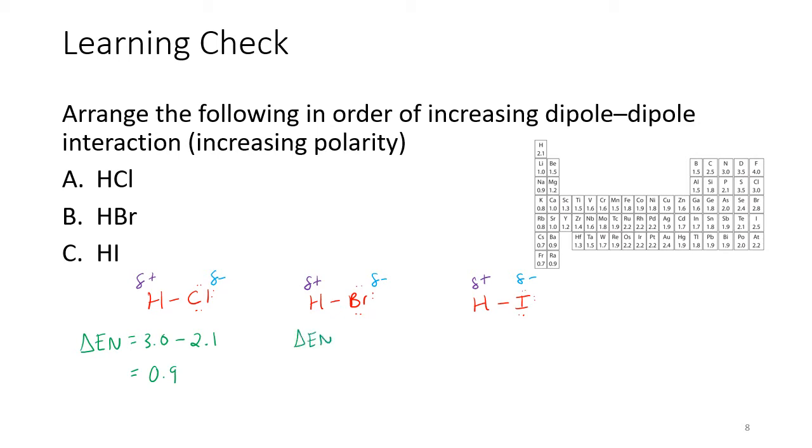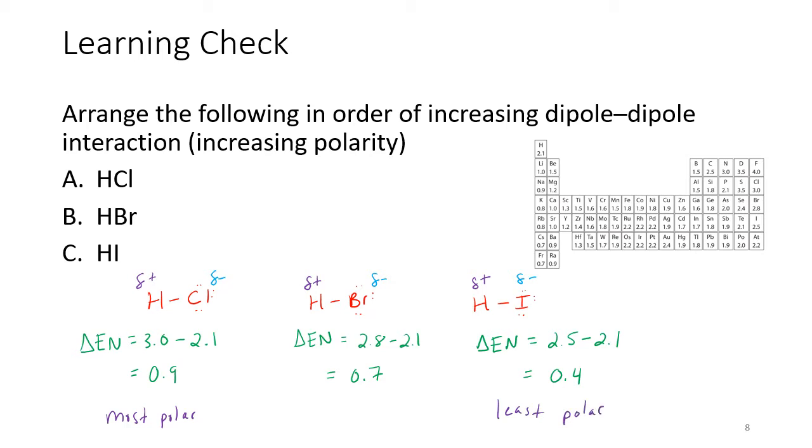Difference in electronegativity between hydrogen and bromine. Bromine is 2.8 minus hydrogen, which is 2.1. So our delta EN will be 0.7. And for HI, the delta EN, iodine is 2.5 minus 2.1 for hydrogen, will be 0.4. So we can see that HCl is going to be the most polar, and HI is going to be the least polar.